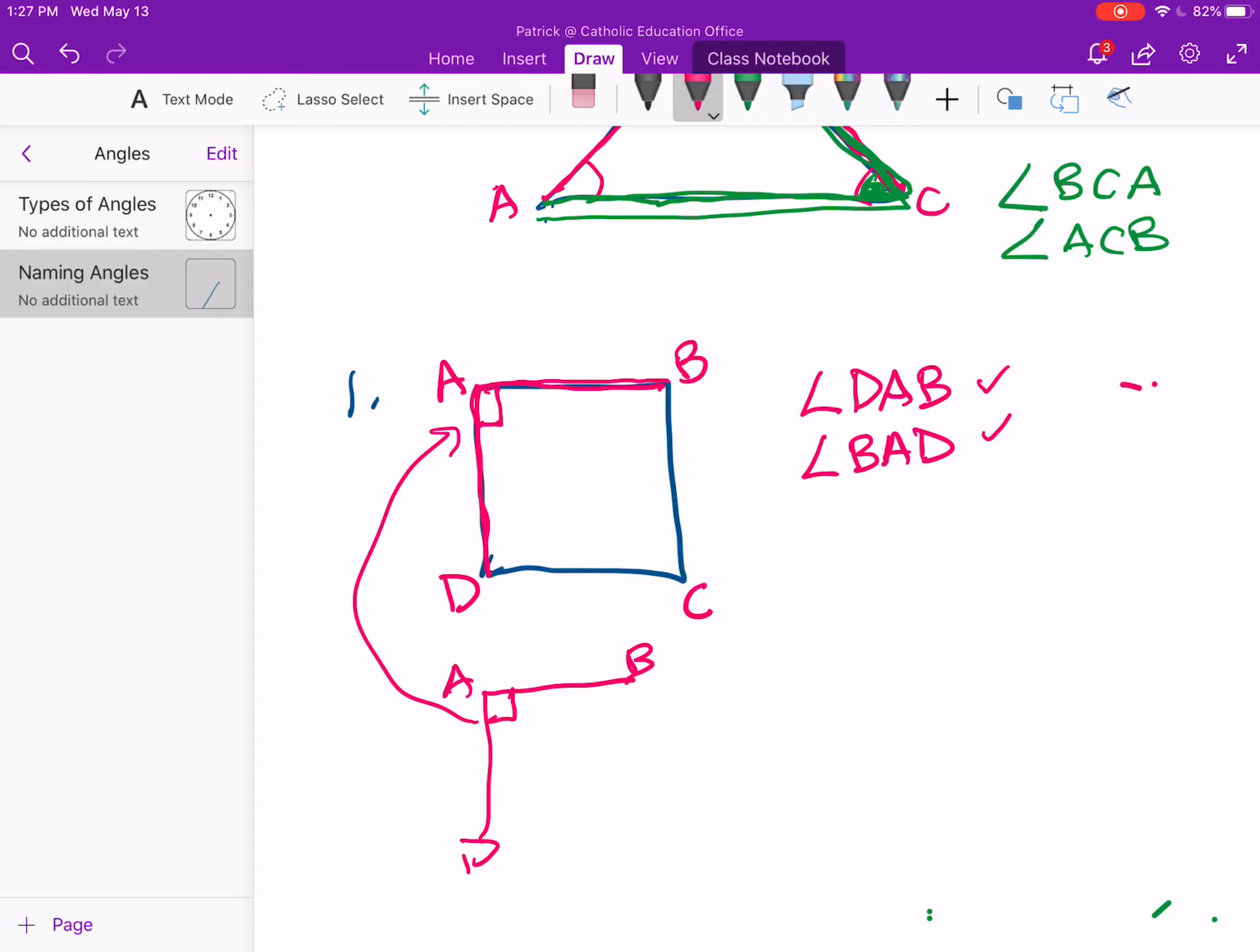Okay, now I want you to do this angle down here. I'm going to change the color to green. This angle. Pause the video, write out what you think it is, and then come back.